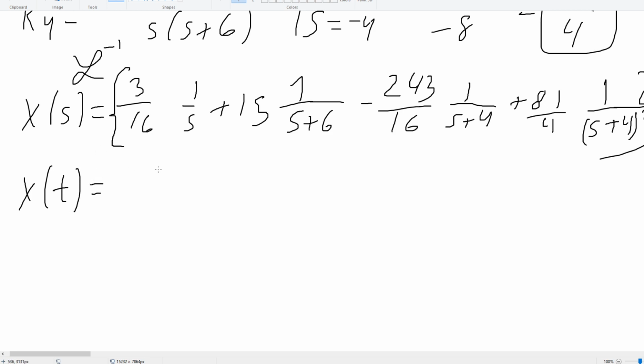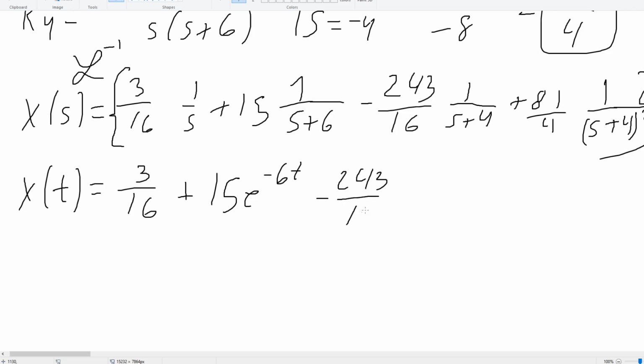So you have the 1 over s. If it's 1 over s, it just becomes 3 over 16. This is getting it in the e format, not the u of t, or the step function format, by the way. So 15 e to the negative 60. The step function stuff comes after this. Negative 243 over 16 e to the negative 4t plus 81 over 4 t e to the negative 4t, and I'll explain this.